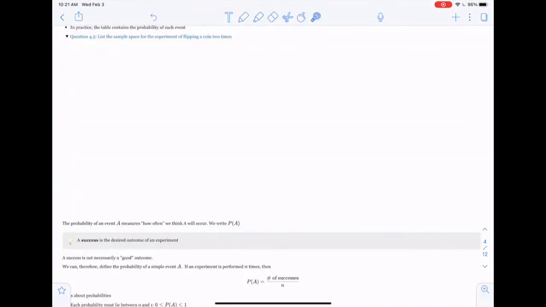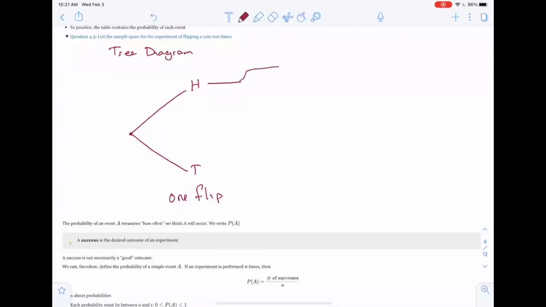So let's do an example of this. We want to list the sample space for the experiment of flipping a coin 2 times. And we'll do this by drawing a tree diagram. Right? So we start from a point. If I flip a coin once, I get 2 outcomes. I can either get heads or I can get tails. This is from the first flip. And out from there, I can also get a heads for my second flip or tails for my second flip. Same thing here, heads for my second flip, tails for my second flip. This represents the second flip.